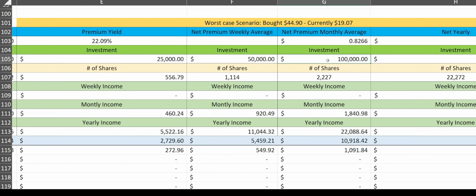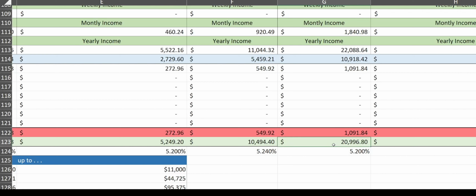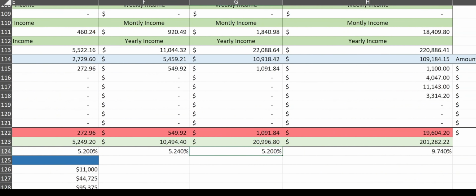Cool. So for that $100,000 investment, we own 2,227 shares. That monthly income is going to be $1,840.98. Yearly income, $22,088.64. This still hasn't encroached that 12% bracket. So everything, this $10,918, is at a 10% rate. So we only have to pay $1,091.84 in taxes. We subtract that from the yearly income, and our net is $20,996.80 at still a 5.2% tax rate.